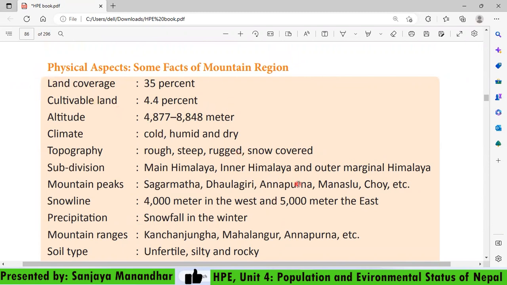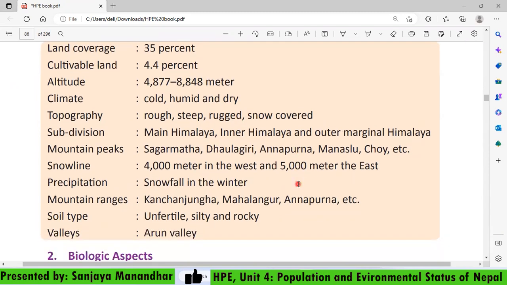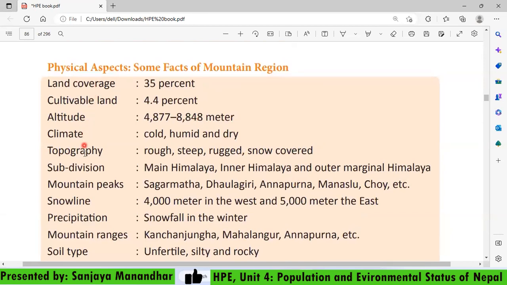Okay, so we have finished the physical aspect. Look here, in physical aspects, what things are there? You remember, don't mix up physical aspects with biological aspects. Physical aspects are non-living components. They may be altitude, climate, topography, subdivision, mountain peaks, lakes. These are all physical aspects. They don't have the biological aspect. These are all non-living aspects.